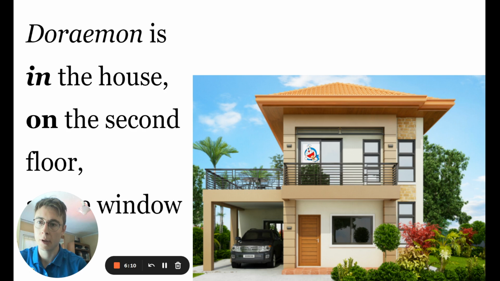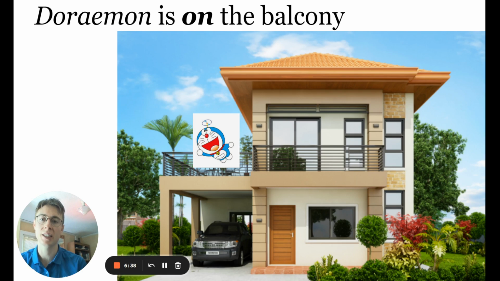How about here? Let's pretend Derriman is actually inside the house, behind the window. Derriman is in the house, but Derriman is on the second floor because Derriman is upstairs in the house. And Derriman is at the window. Derriman's looking out from behind the window, so Derriman is at the window. Prepositions are funny, and so it takes a lot of practice to get them right in every case. Derriman is on the balcony here. So on, again, on top of is the complete phrase. You could say Derriman is on top of the balcony.